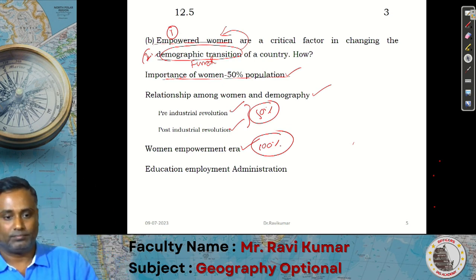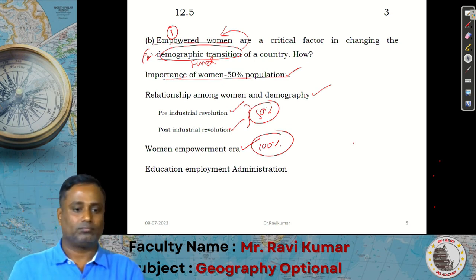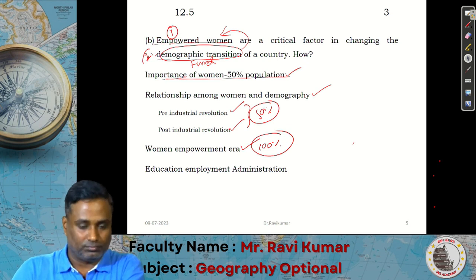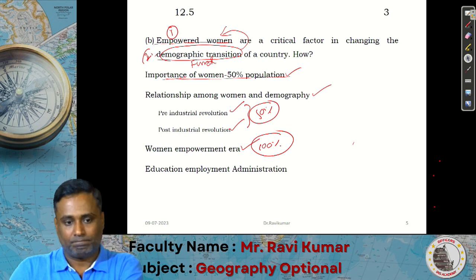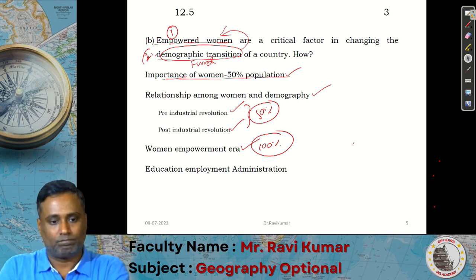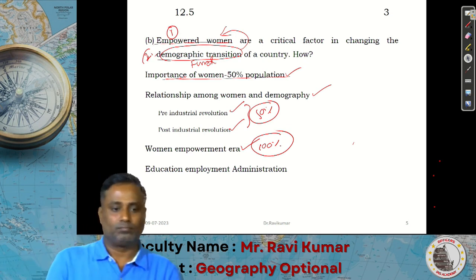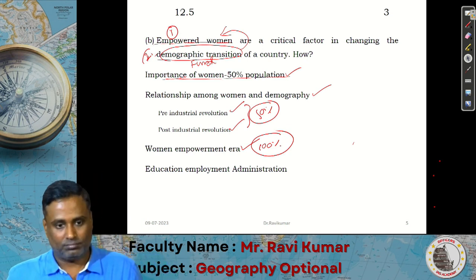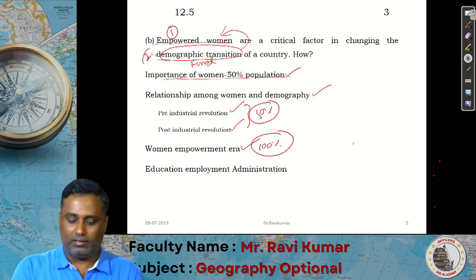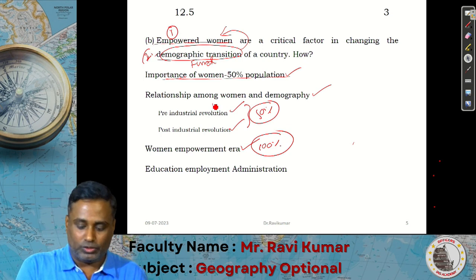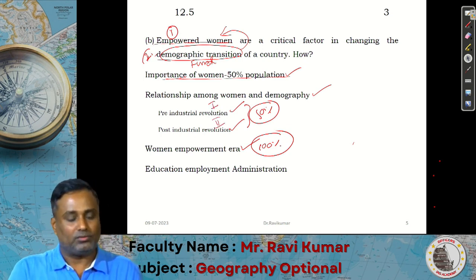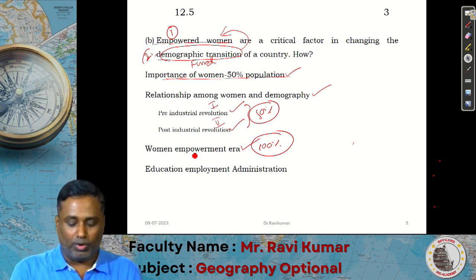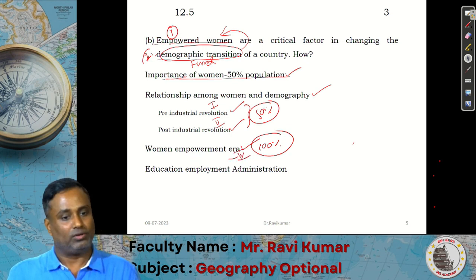Clear? Sir, suppose we are trying to answer these questions with the help of demographic transition, stage 1, stage 2, stage 3. How can we take the population from stage 1 to stage 2 to stage 3? Yes, correct. Pre-industrial revolution will be stage 1. Post-industrial revolution will go to stage 2. Then 3 and 4 will come after that. So the women empowerment era leads to stage 4, obviously.